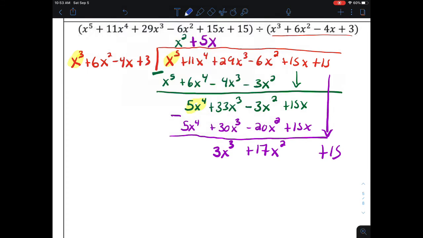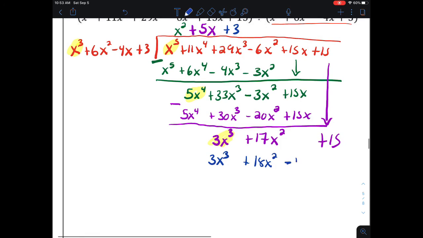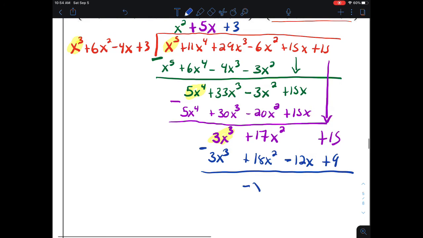Pick another color here. Let's go with blue. And so I want to make the x to the 3rd become 3x to the 3rd. So I'm going to multiply by positive 3. And then we're going to multiply everything by 3. So it gives us 3x to the third plus 18x squared minus 12x plus 9. And now we subtract. And we have the x to the thirds cancel. We have negative x squared plus 12x plus 6. All of that is my remainder.